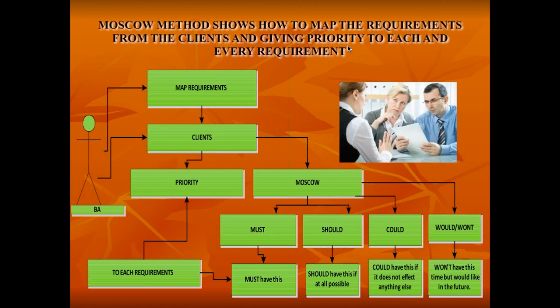The third one is could: have this if it does not affect anything else. Like, we can put this requirement, but these requirements should not affect other requirements. A small example.